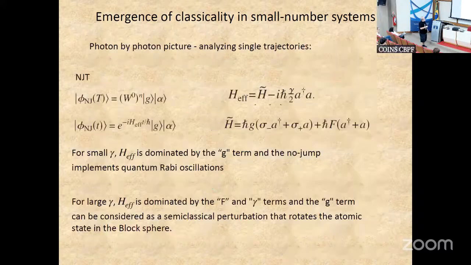Okay, so now the question is, can I, analyzing single trajectories, understand what they meant by the photon changes the atom, but the field doesn't get entangled with it. So if I look at the no-jump trajectory, then the no-jump trajectory is given by this equation here.